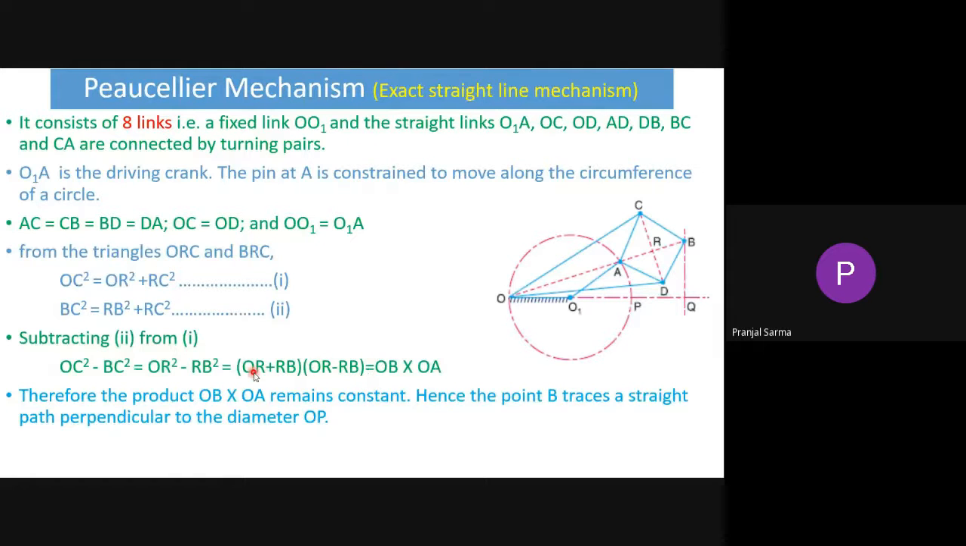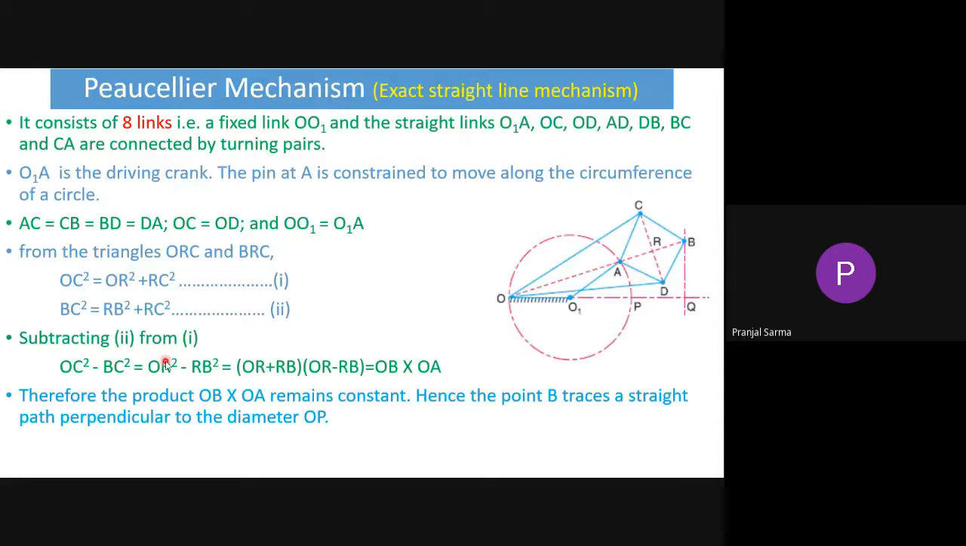Okay, and so what happens here? OR plus RB will give rise to OB, this one. And OR minus RB is going to give us OA. So this length is OA and this whole length is OB. So now what we have seen is that the product of OA and OB is remaining constant.